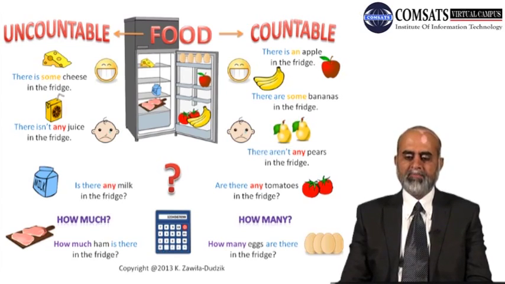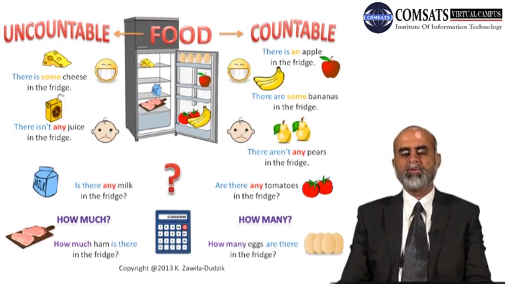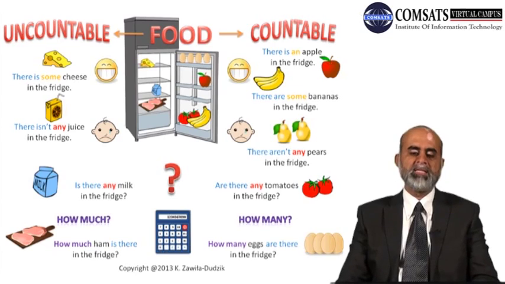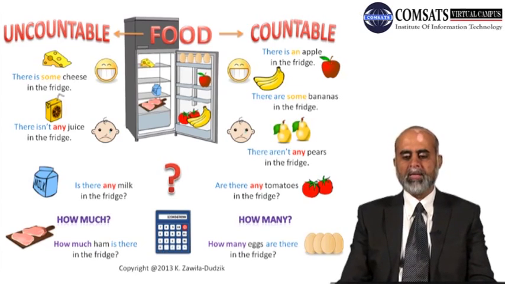Okay, how about any? The word any comes when we are using a negative sentence, like there isn't any juice in the fridge. So we won't say there isn't some juice, because we are making a negative sentence. So we'll say there isn't any juice. There aren't any pears in the fridge.